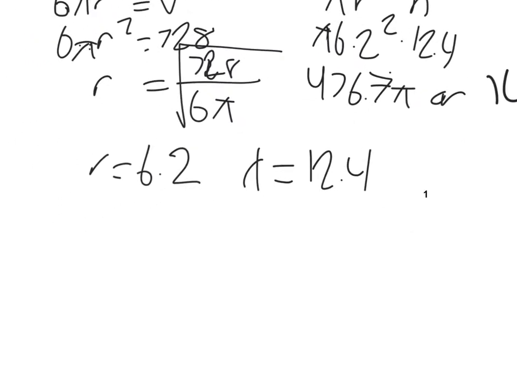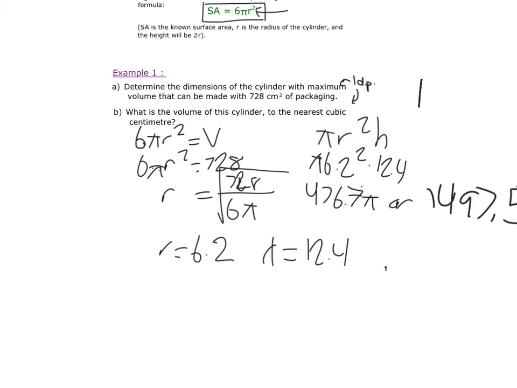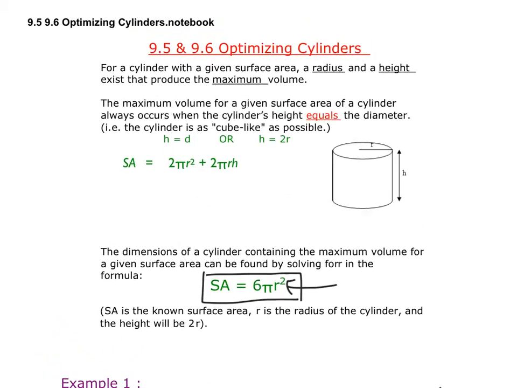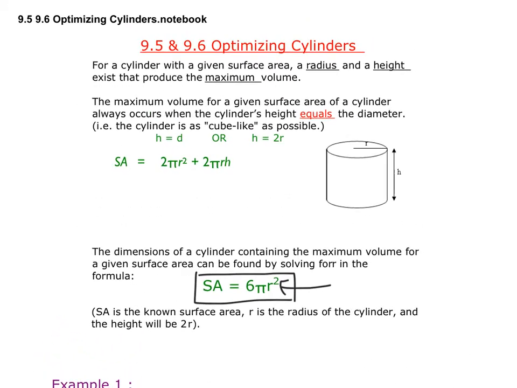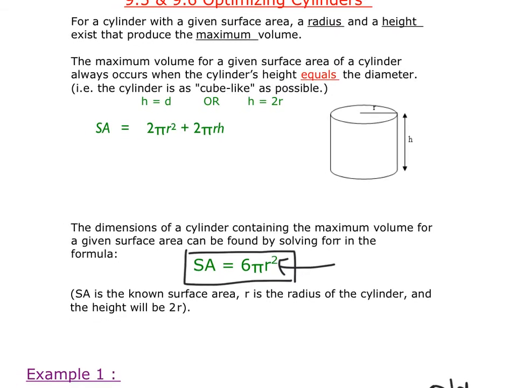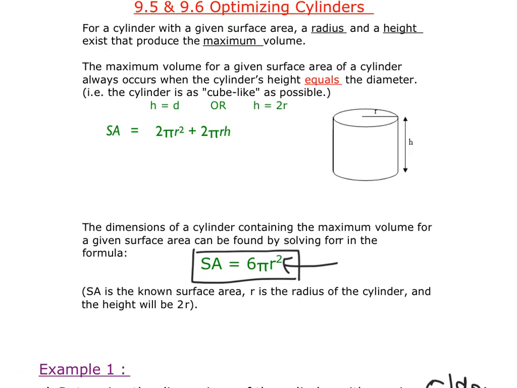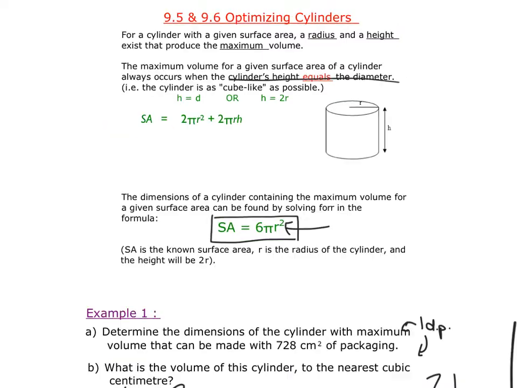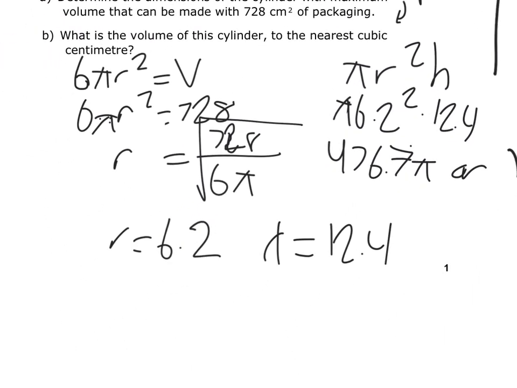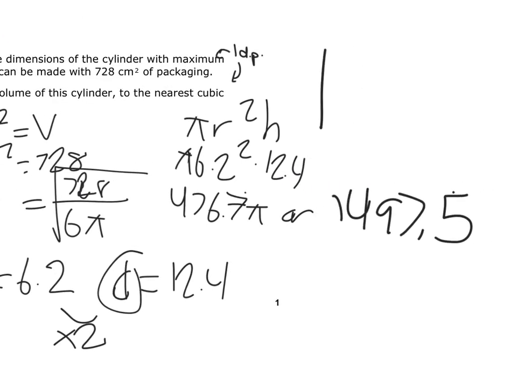Oh, the diameter. Well, if you go up here, it says somewhere that, second thing, I did something wrong. Yeah, so the cylinder's height equals the diameter, right? So then we know that we have to find the height. So it's twice the radius, so you just do r times 2 to find the diameter. And then you just fill it in.